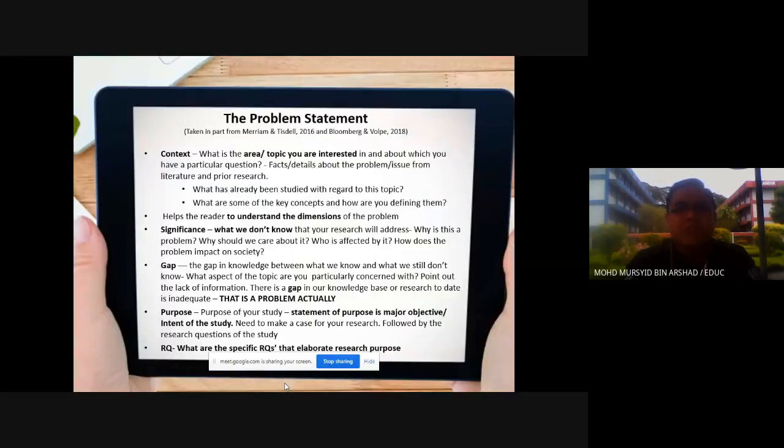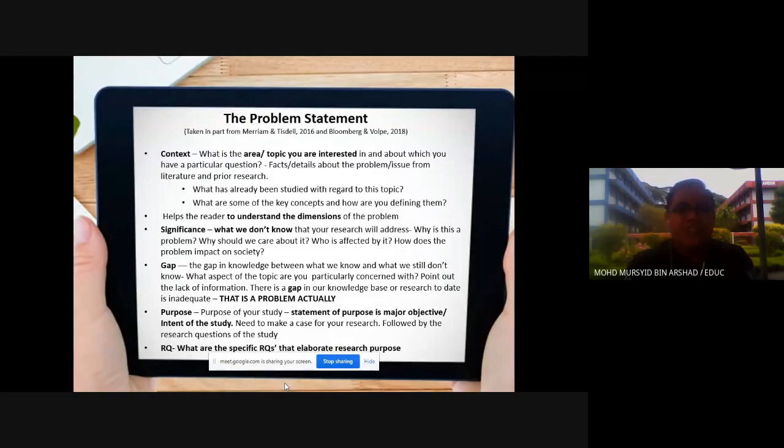Okay. So this is a possible structure for you for the problem statement. Remember, in qualitative research, we don't have IV, we don't have DV, we don't have intervening variable. But for quantitative research, you can use your IV, your DV, and your intervening variable to discuss in your problem statement, to highlight what the problem actually is. But in qualitative research, we don't have that. So how do we make it? Please, do not panic. Just relax. Tenang is good.